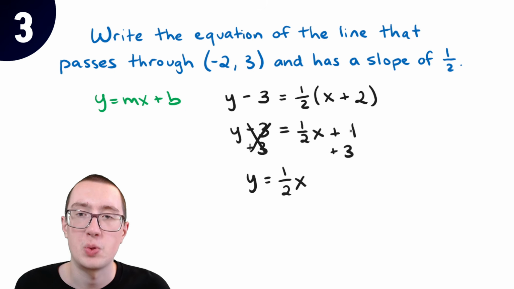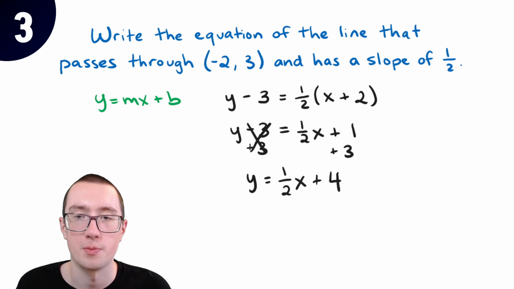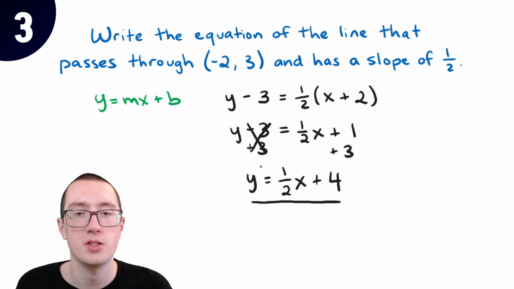But then over here, we have +1 plus 3. 1 plus 3 is 4. So that's going to combine into +4. And there you go. This is the final equation. This is in slope-intercept form. It's in the same format.